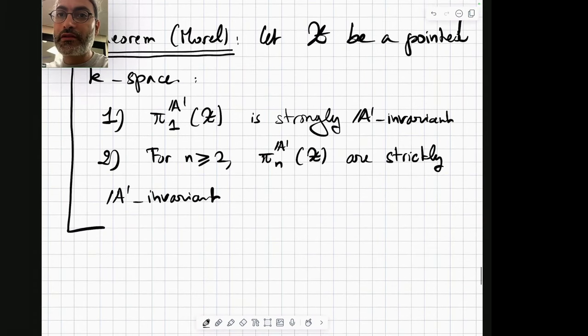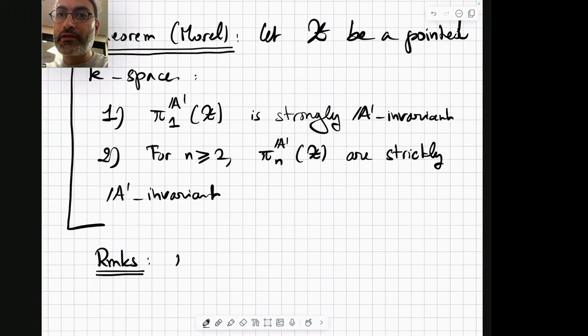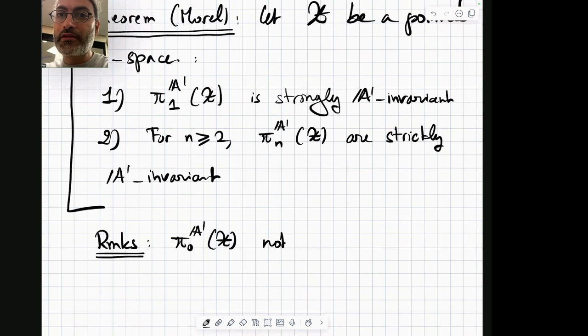Let me make some comments about this. Here are some remarks. It looks like the case of pi_0 is missing here. We would also expect that pi_0(X), which is a sheaf of pointed sets, is A1 invariant, but it turns out that this is not necessarily the case, in the sense of the definition.